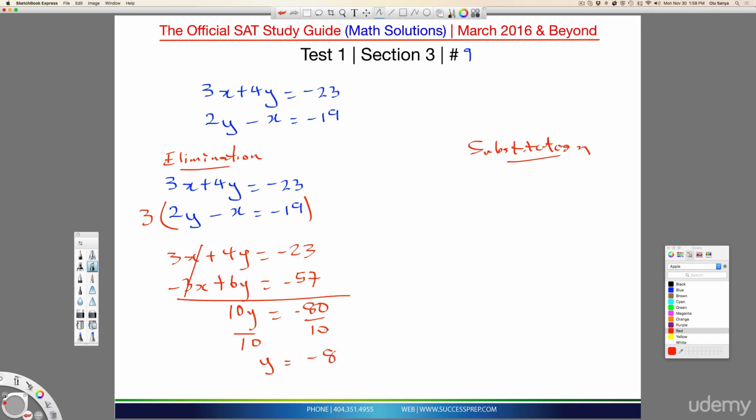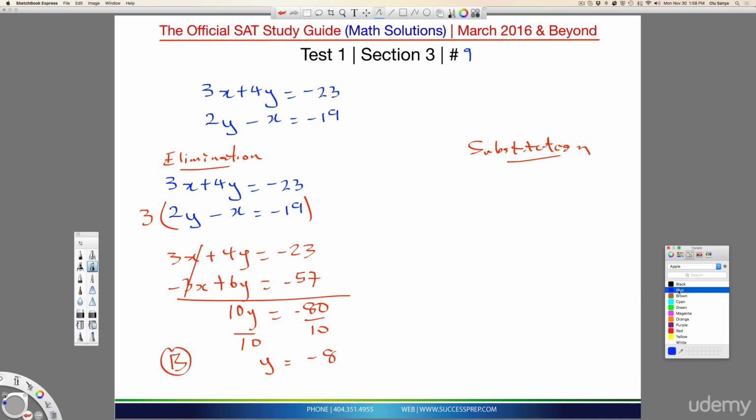Now, the cool thing about this is if you look at the answer key, there's only one answer choice that has y as negative 8. So you don't really even need to calculate the x part. So in this case, the answer is going to be B. We know that because B is the only one that has a y that's negative 8.